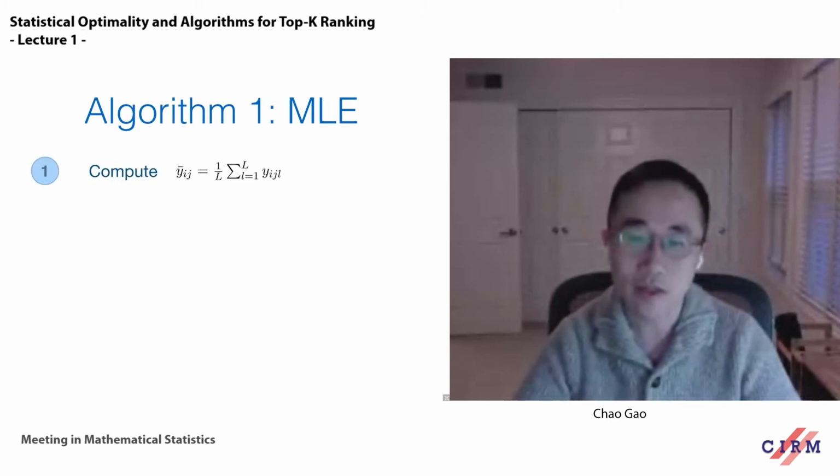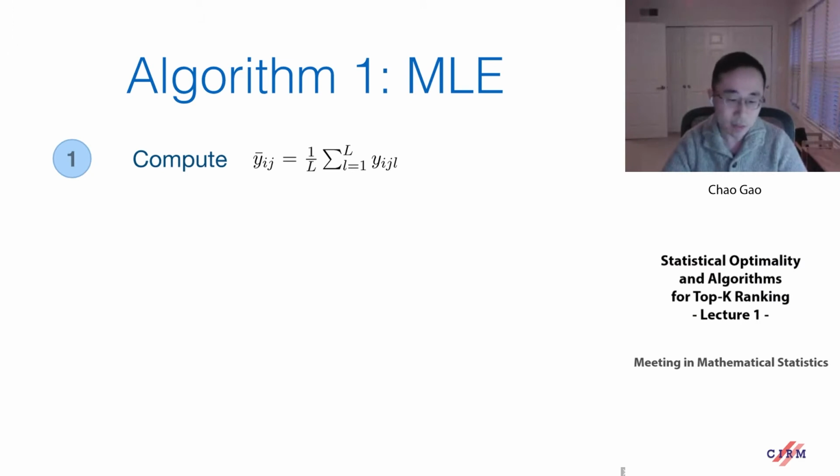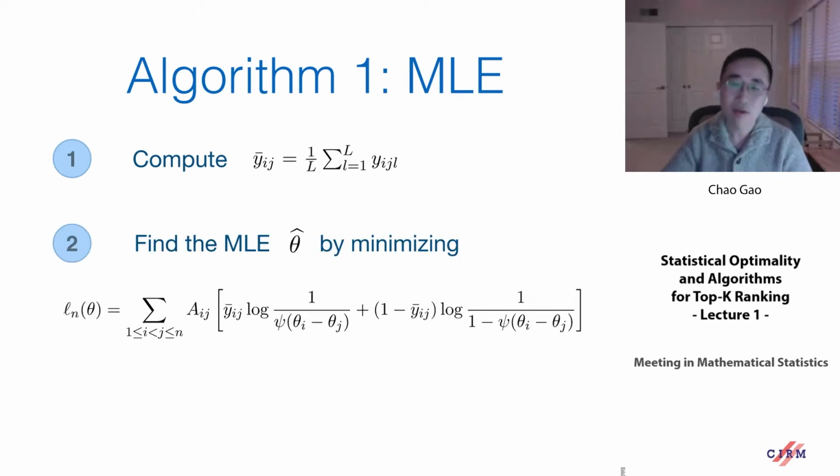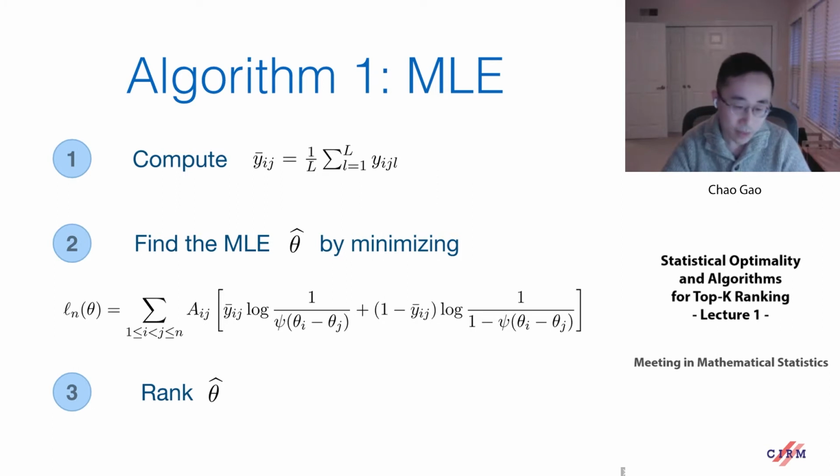So it has three straightforward steps. In the first step, we can compute the average of those Y_ij^l for each pair. This number is the summary statistic that can be understood as the win ratio for player i against player j, and this is our sufficient statistic according to the Bernoulli model. Then we can write down the negative log likelihood function, and the maximum likelihood estimator is the minimizer of this function. Once we obtain the estimator from the data, we can then rank theta hat and obtain the top K ranking result.